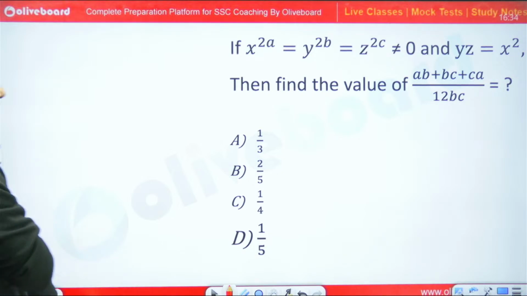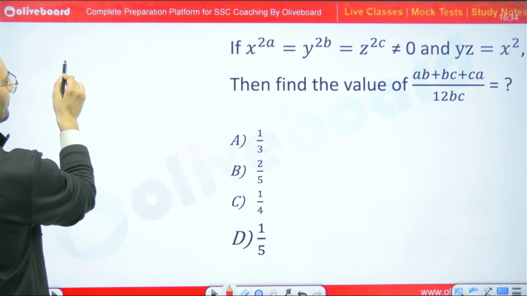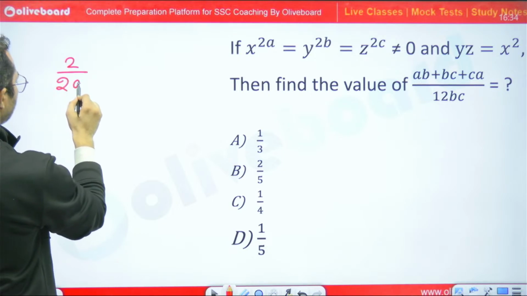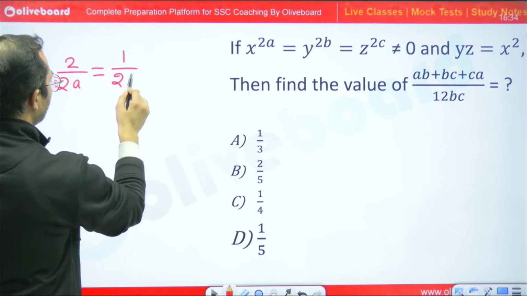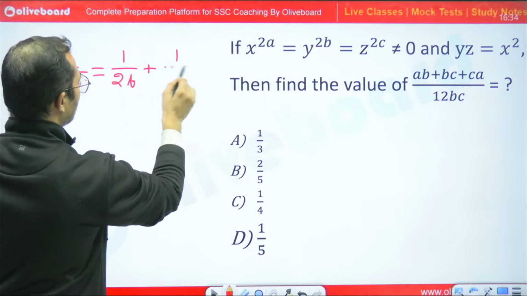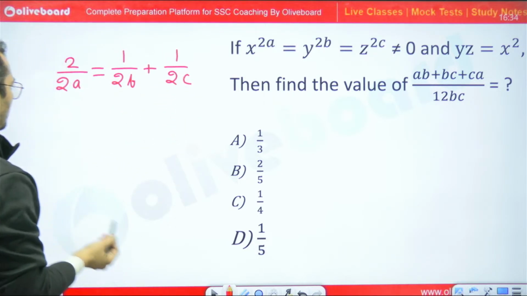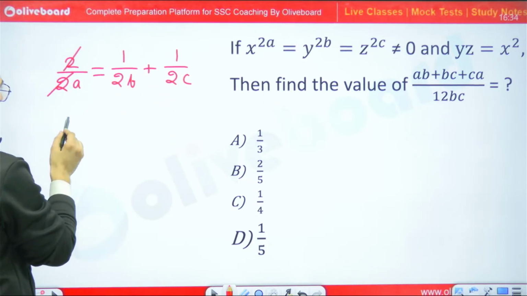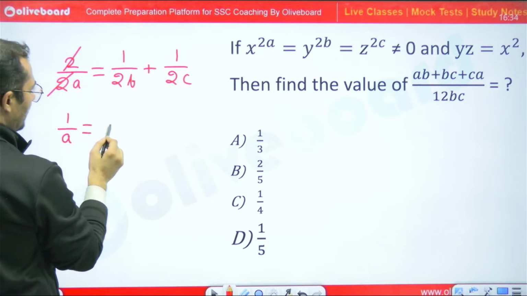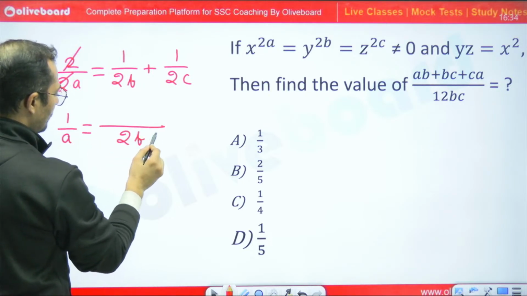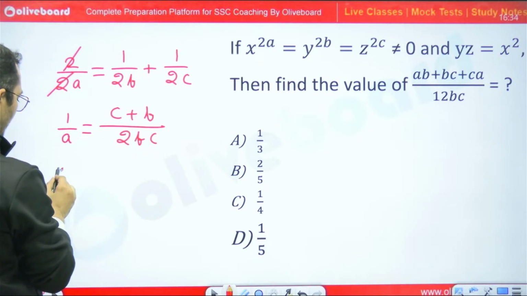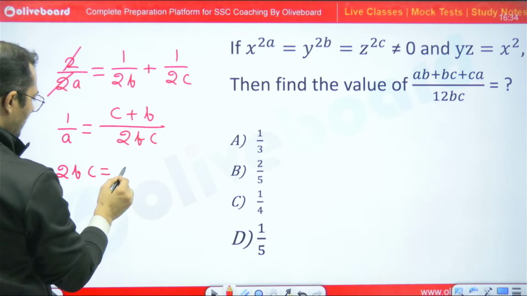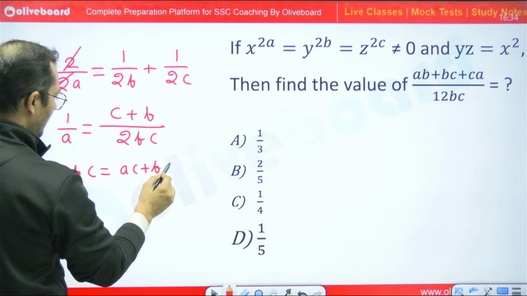See, directly we can say that 2 upon 2a would be equal to 1 upon 2b plus 1 upon 2c. So the 2 gets cancelled. So 1 upon a would be equal to, LCM is 2bc, so c plus b. Just cross multiply. So 2bc would be equal to ac plus ab.